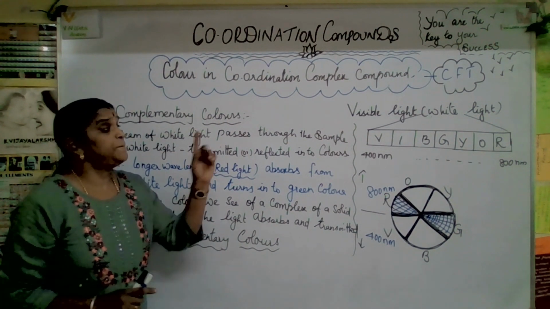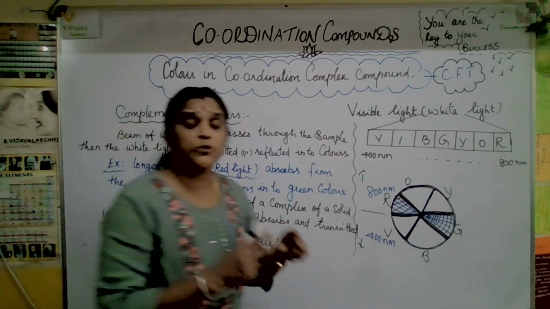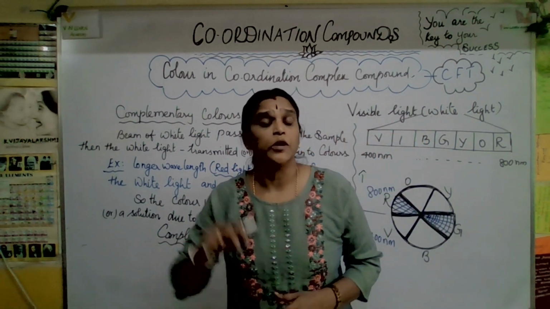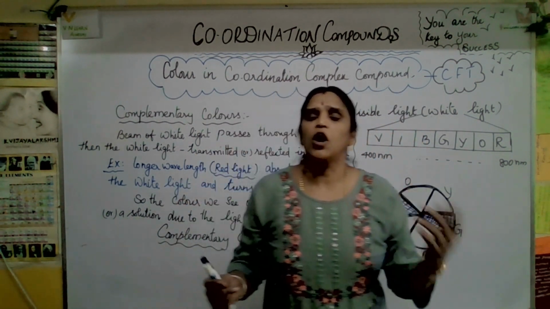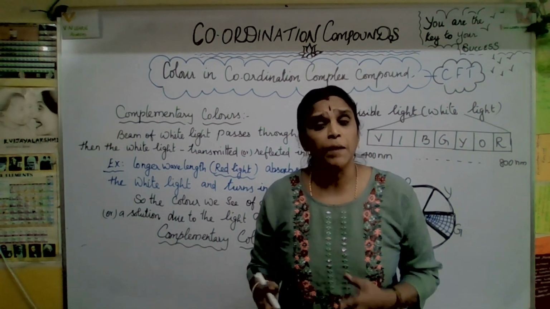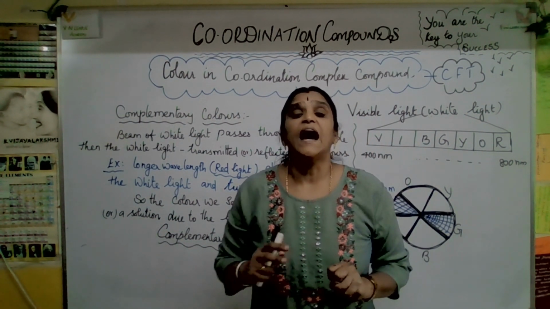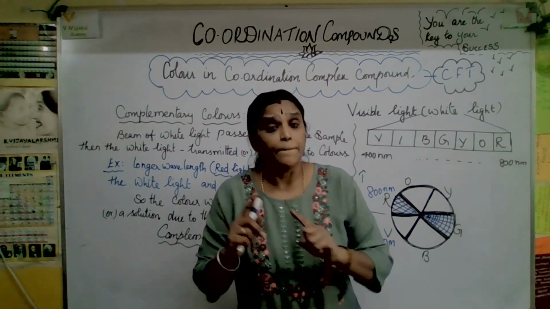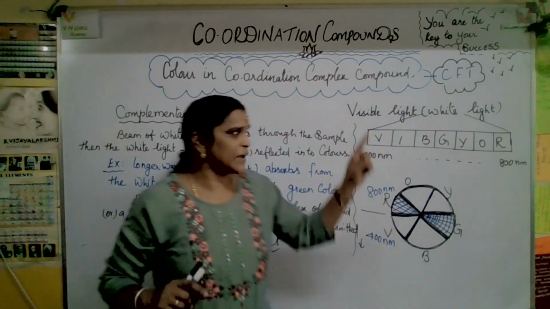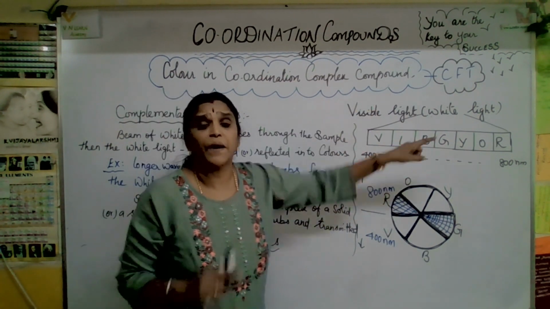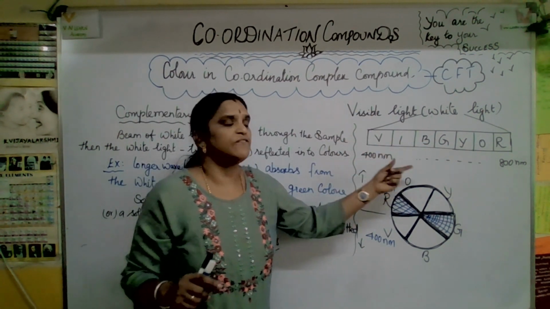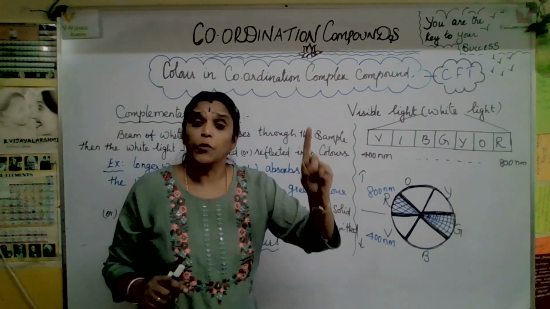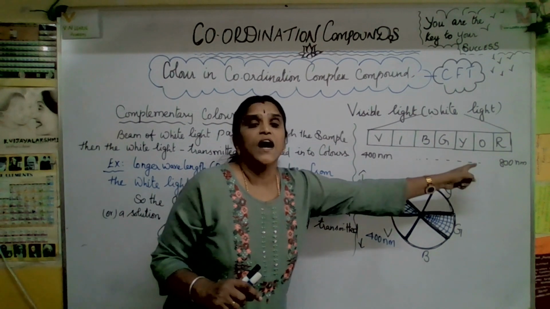Now here, a beam of light passes through the sample. Here sample means nothing but the coordination complex compound. It may be in solid form or liquid form, whatever it may be. It absorbs the light and transmits a different color. It is like the light passing through the prism, where you get seven wonderful colors, that is VIBGYOR, from lower wavelength to higher wavelength.